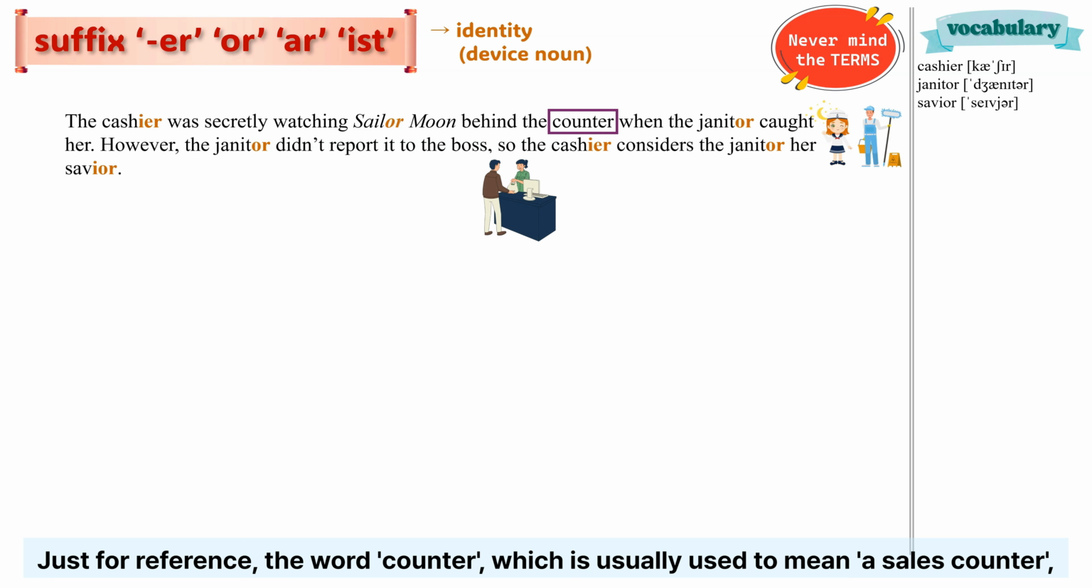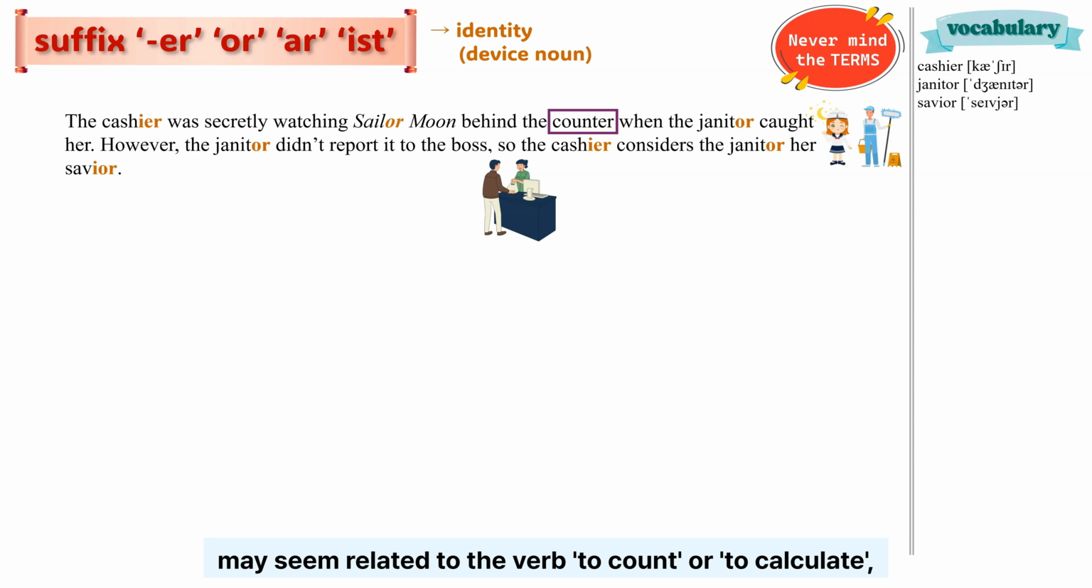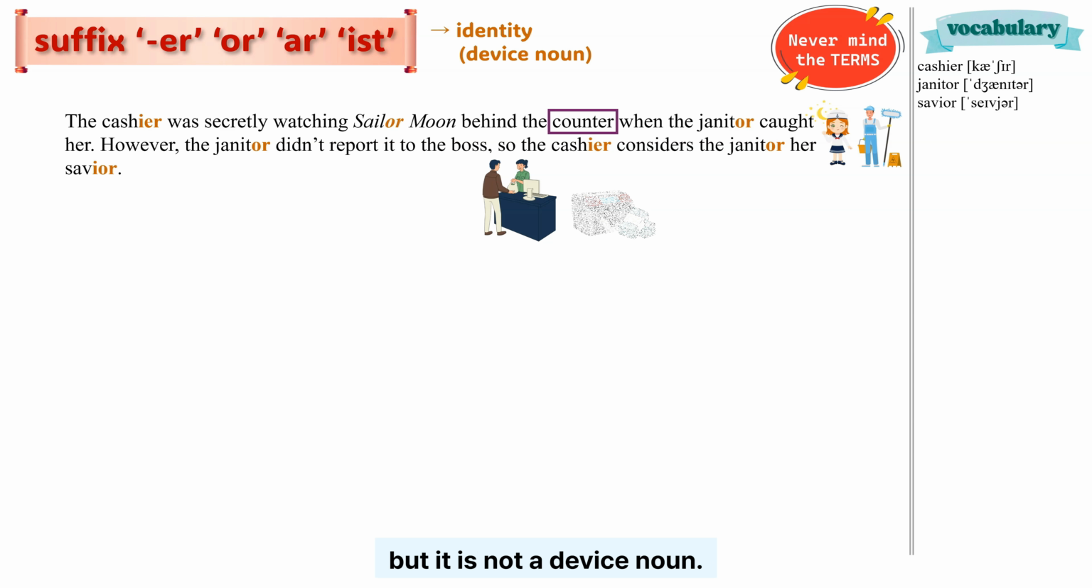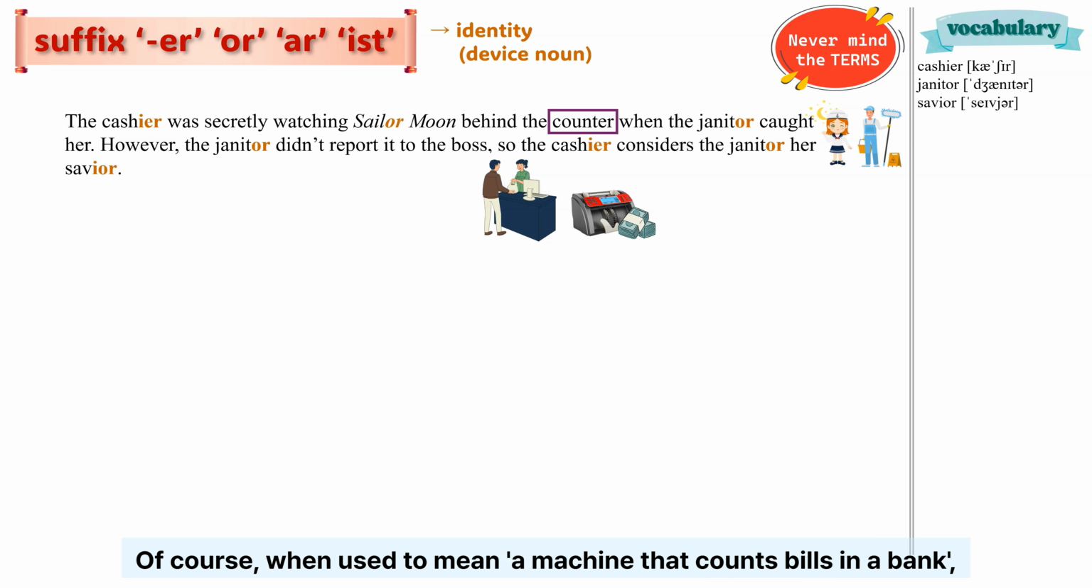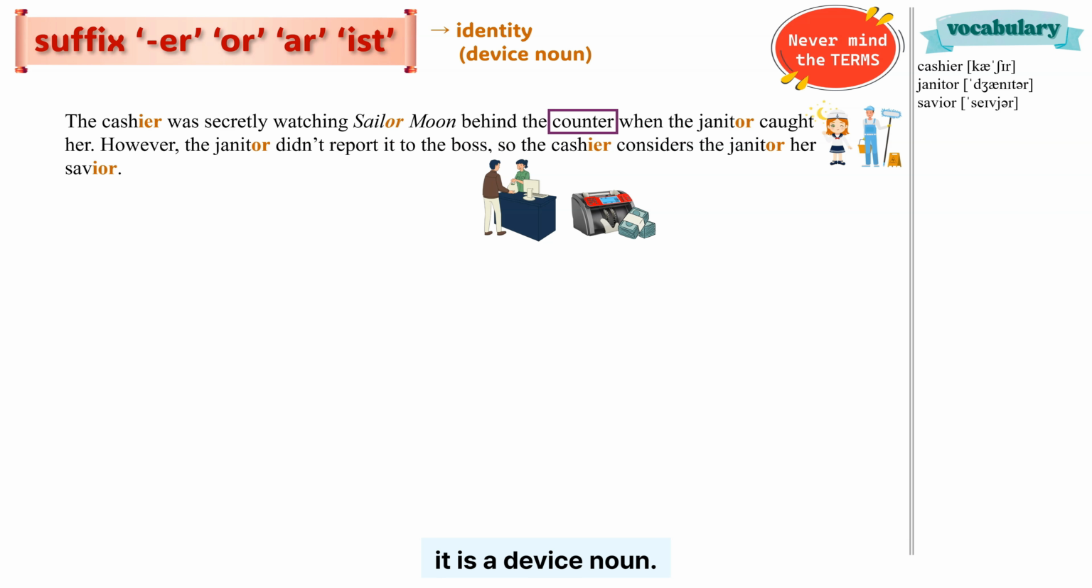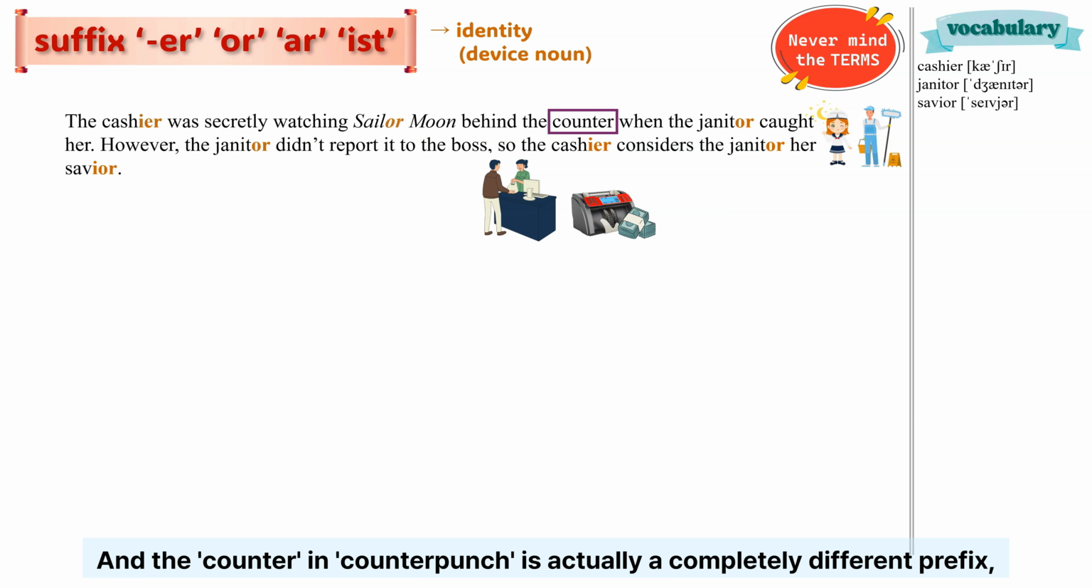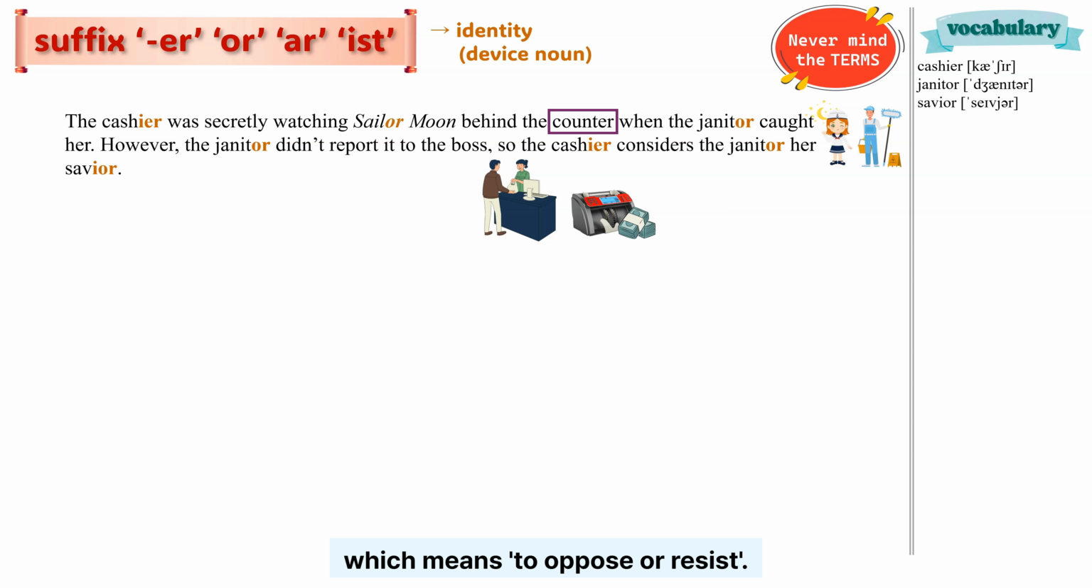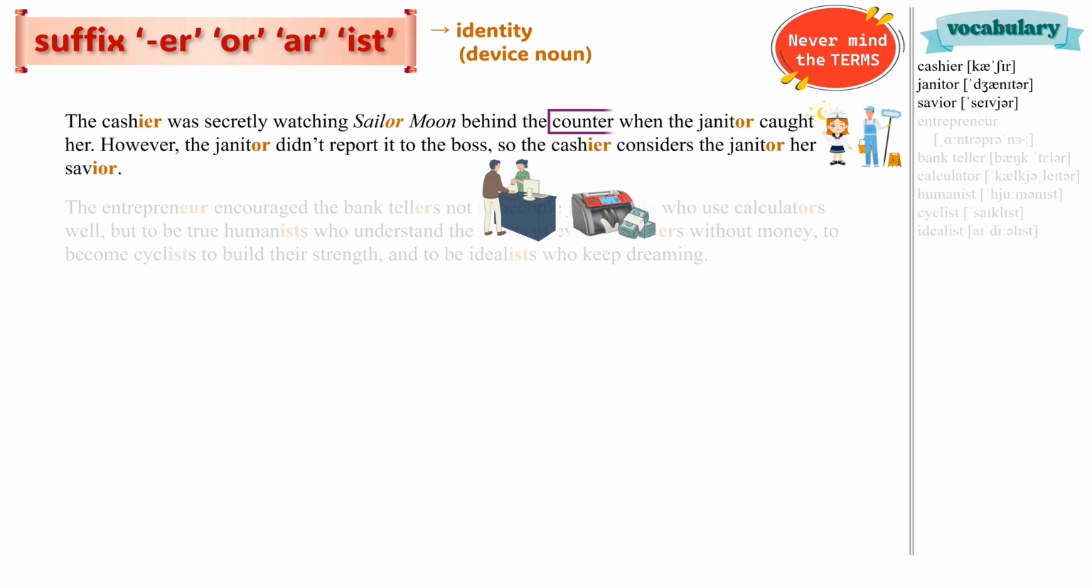Just for reference, the word counter, which is usually used to mean a sales counter, may seem related to the verb to count or to calculate, but it is not a device noun. Of course, when used to mean a machine that counts bills in a bank, it is a device noun. And the counter in counterpunch is actually a completely different prefix, which means to oppose or resist.